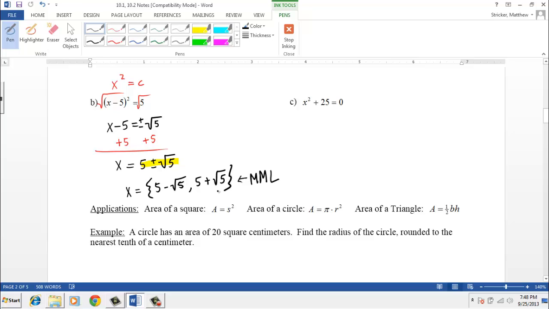Okay, so we got one more of these. Let's go ahead and look at example C. What do you think we're going to do first to this one?